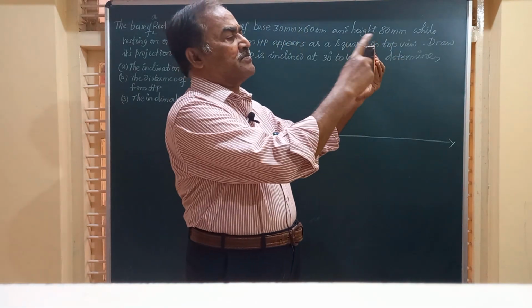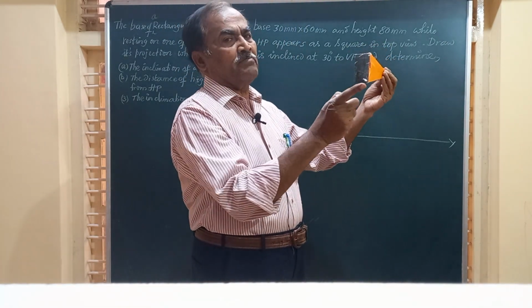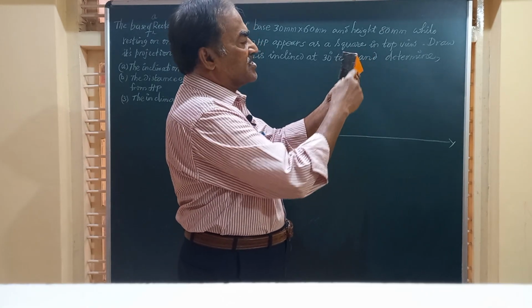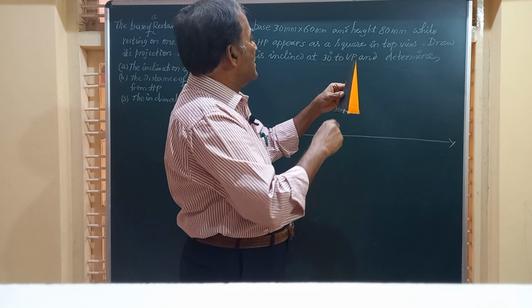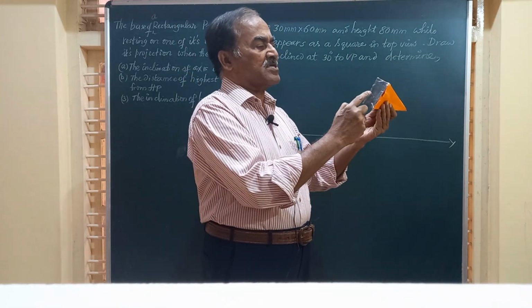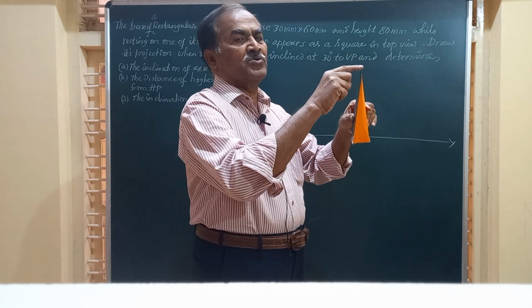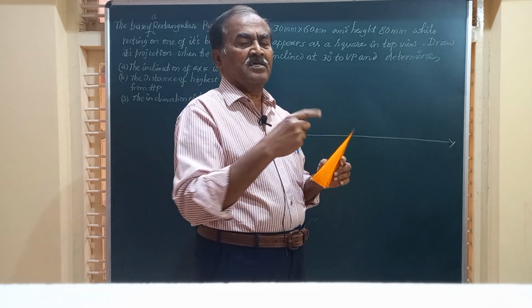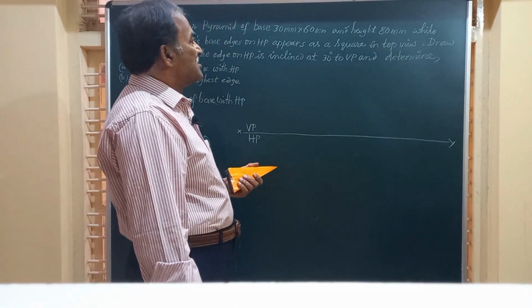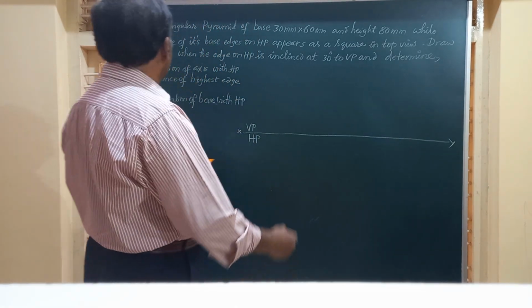Friends, in this video, we are going to work out a problem on the projection of a rectangular pyramid whose dimensions of the base are 30 mm and 60 mm and the vertical height is 80 millimeter. That is the height from the center of the base to the vertex, which is given to be 80 mm. Let's see what the question is there for today's video.